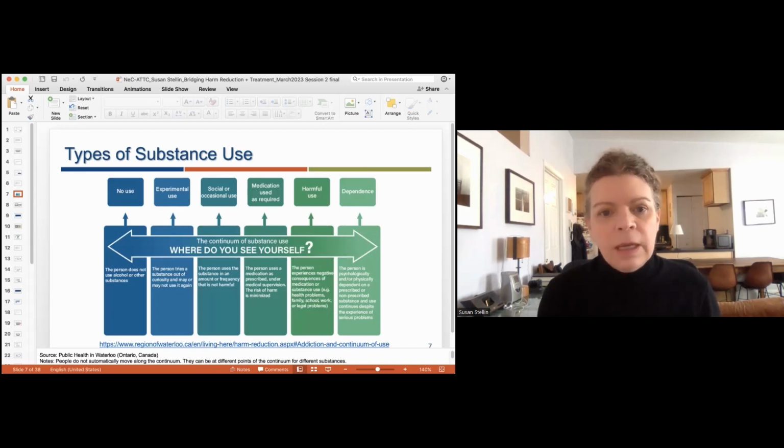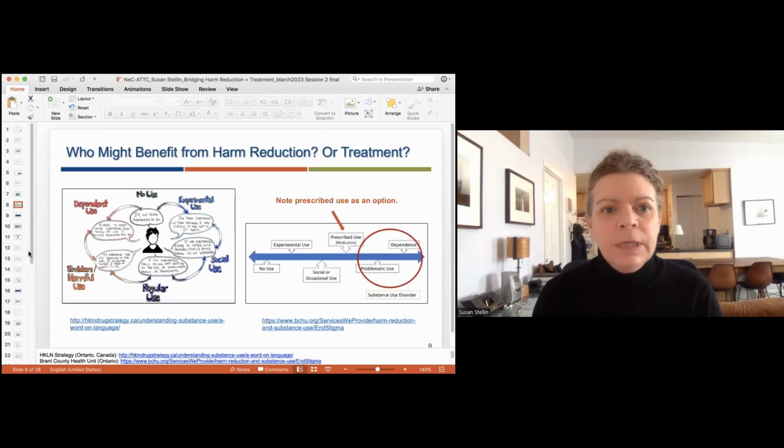Again, you'll get all the slides within the week of this session, but it's just helpful to think about different types of substance use. And here's a couple more options. I like the drawing on the left, with similar overlapping categories, thinking about whether you're calling it experimental or social use, to regular use, to problematic or harmful use, to dependent use. And increasingly seeing prescribed use as an option in these types of graphics and discussions.